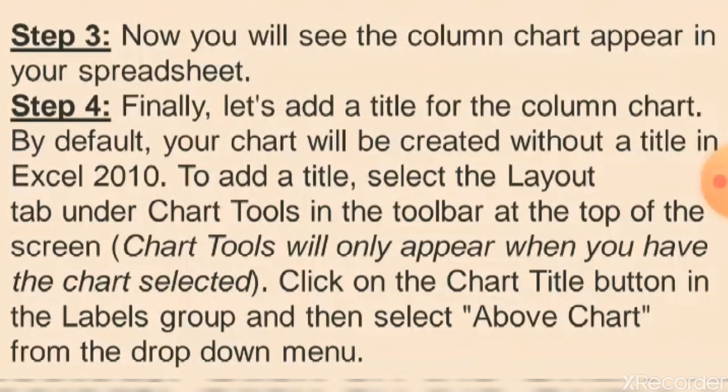Step 4. Finally, let's add a title for the column chart. By default, your chart will be created without a title. To add a title, select the Layout tab under Chart Tools in the toolbar at the top of the screen. Click on the Chart Title button in the Labels group and then select Above Chart from the drop-down list.